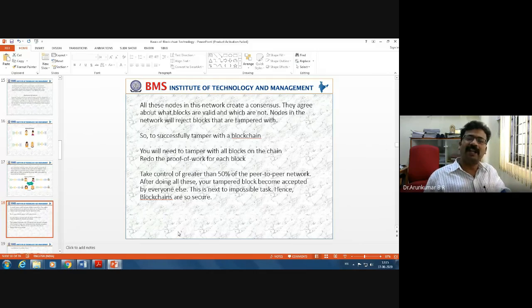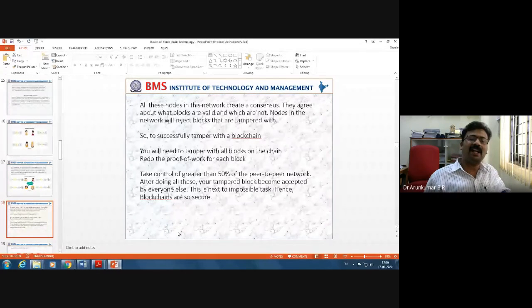So to successfully tamper with a blockchain, you will need to tamper with all the blocks on the chain and redo the proof of work for each block. Is it practically possible to tamper all the blocks? Because if you tamper one block, you have to tamper all blocks, and you have to redo the proof of work for each block. That concept has been brought in. Simply, you will not be allowed to create a new block. First you have to do proof of work. That means a computational problem you have to solve, some puzzle.